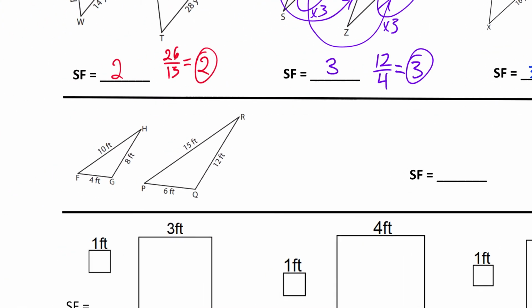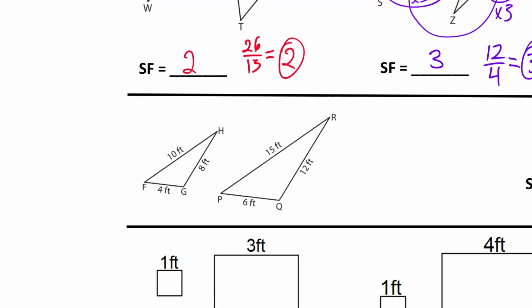Okay? So on this one, again, this is why we're thinking about it like that, because the scale factor, 10 times what gives you 15? 1.5. Okay? Good.